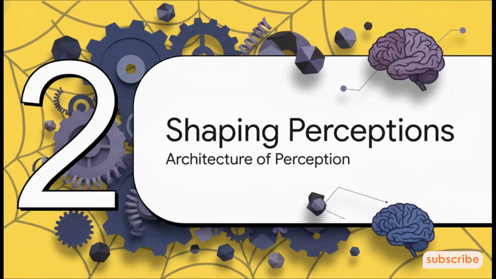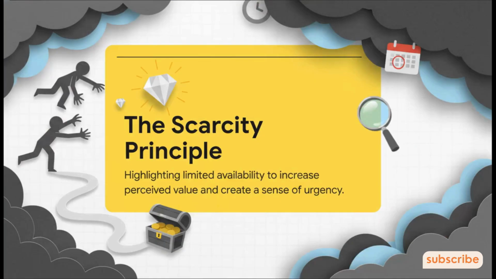Once that rapport is there, the next set of tricks is all about actively shaping perception. We're talking about influencing how people see reality, how they value things, and even the choices they make. Now here's a classic. You've definitely seen this in marketing and sales. It's the scarcity principle. This one taps directly into our FOMO, our fear of missing out.